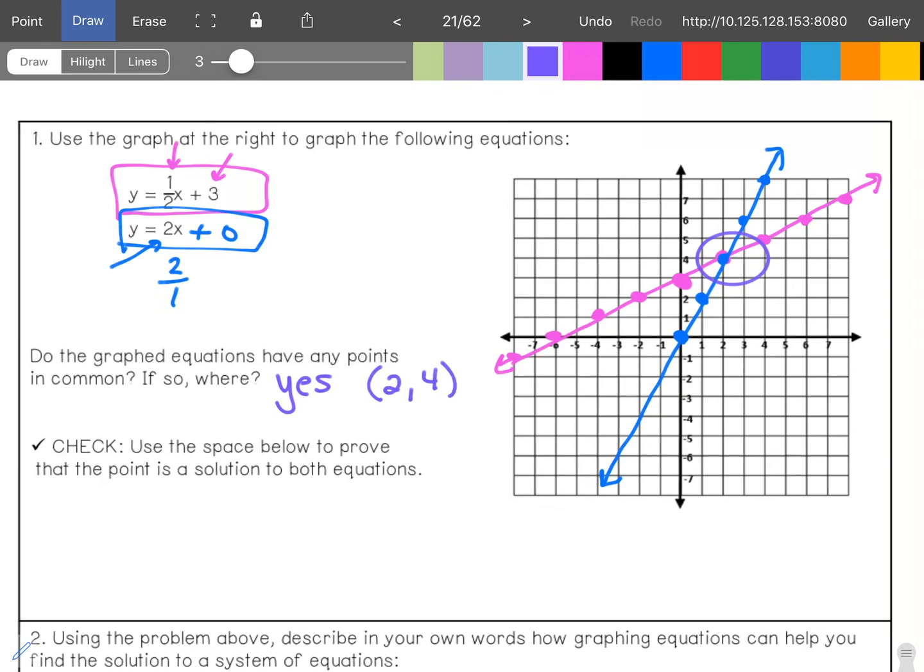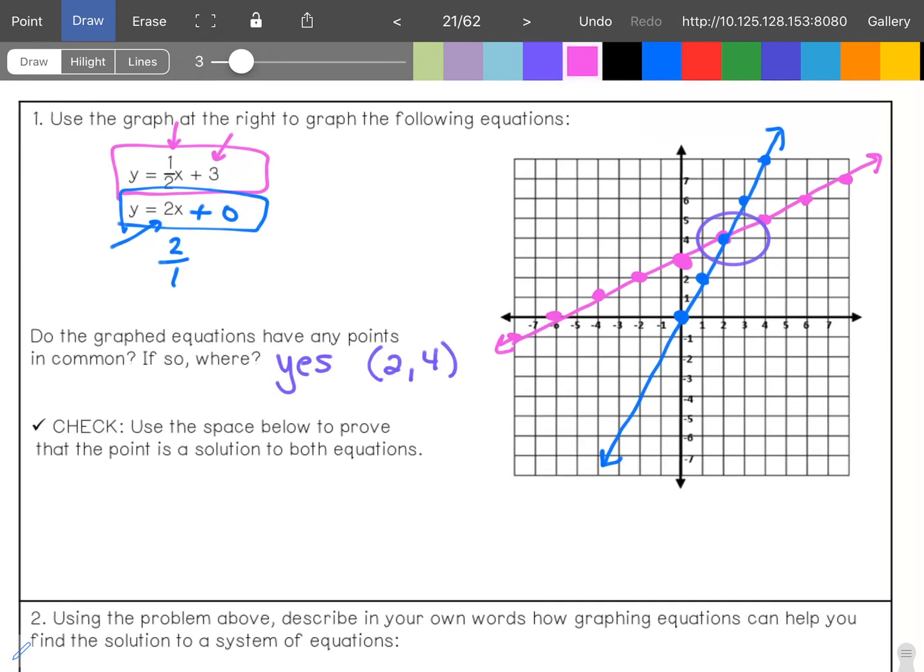Now, check. Use the space below to prove that this point is a solution to both equations. Well, even though we feel really confident that we graphed these correctly and we can see where they intersect, it's going to be helpful just in case we graph something wrong for us to check our answer. So we're going to take the two equations that were given to us in the beginning, y equals 1/2 x plus 3, and y equals 2x, and we are going to check both of those. So if we think that the solution is 2, 4, remember the first number in the ordered pair is your x coordinate, and the second is the y coordinate. So we need to make sure we plug those in correctly.